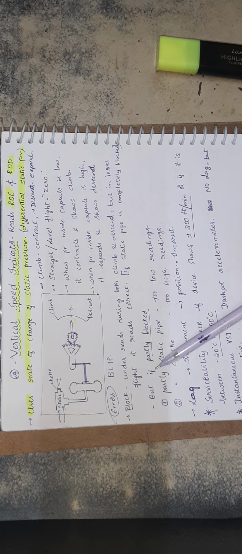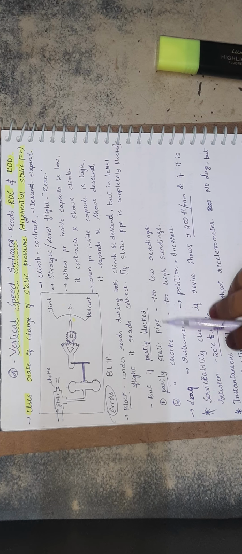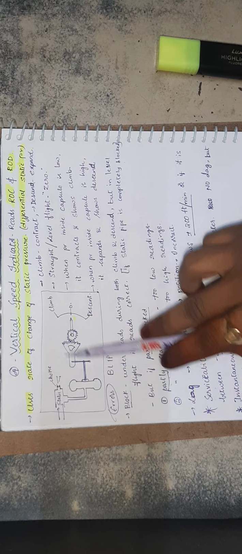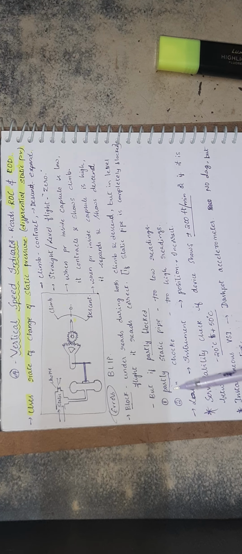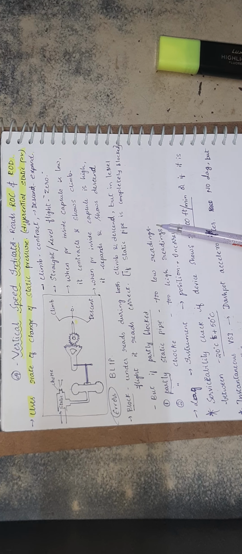But what if the static pipe is partially blocked? Then we get low readings, underreading. What if the choke is partially blocked? Then we get high readings.